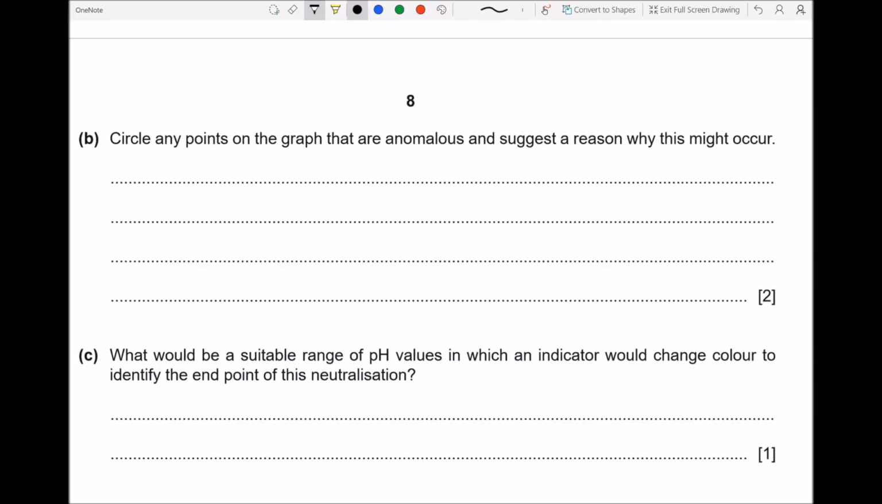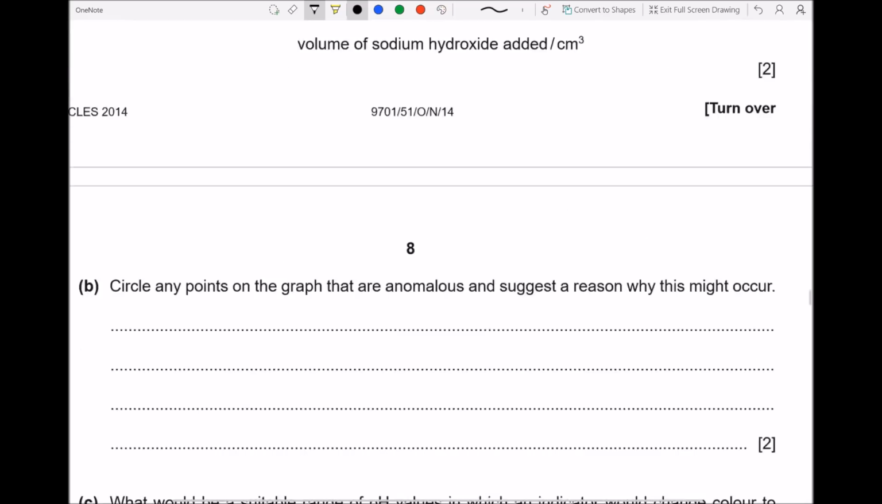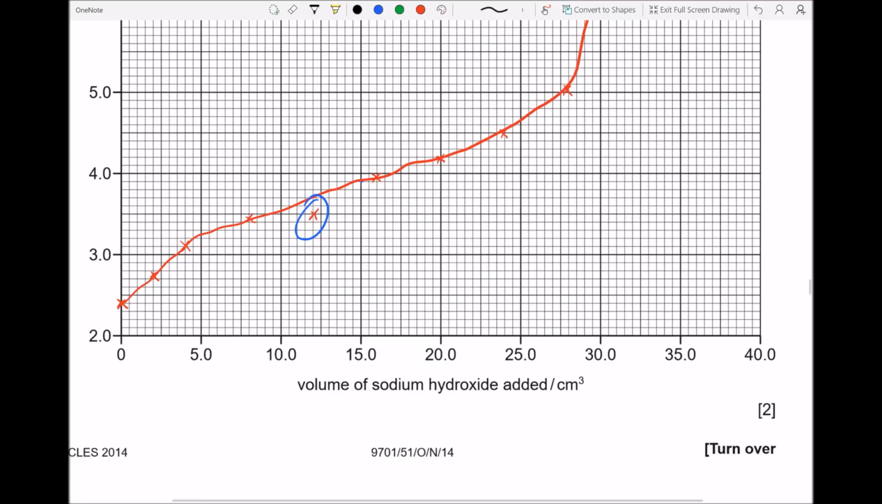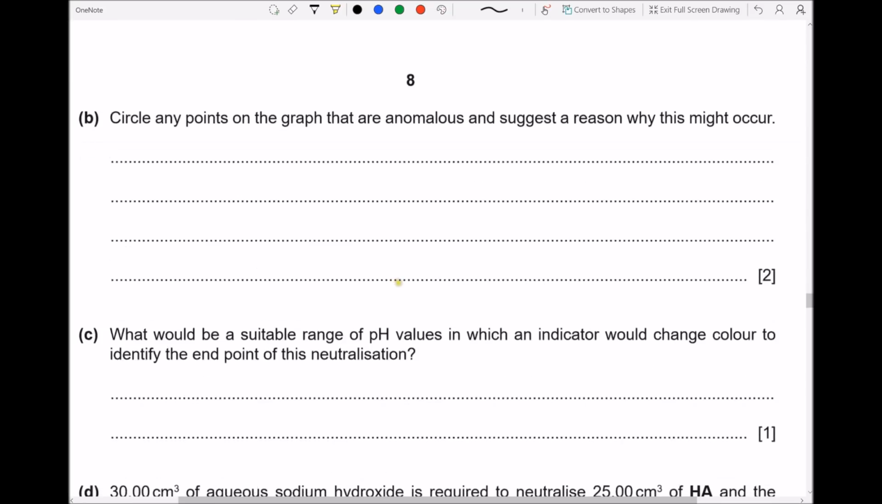Also, you might have suggested that there might not have been enough sodium hydroxide added. Obviously, we've claimed to have added 12 centimeters cubed, but we might not have actually added 12. We might have added just short of 12, and so therefore it hasn't raised the pH high enough. Obviously, that cross should really be on that line there. So yeah, anything like that would do. I'll just put down one of them.